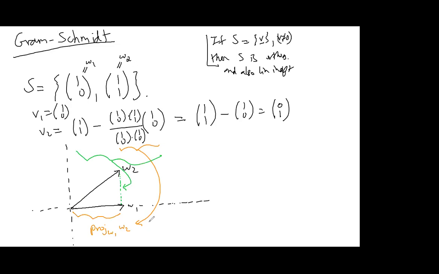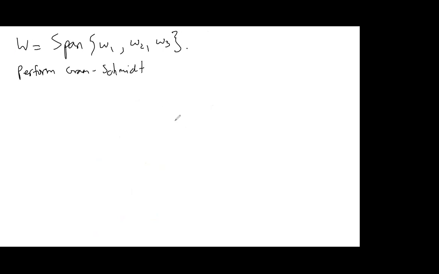So it's a little confusing at first, but let's do a bigger example. I'm going to erase all this. Let's say W is the span of W1, W2, W3. All right, we have 3 vectors, and they're not orthogonal. We're going to do Gram-Schmidt on them. Let's perform Gram-Schmidt. Let's keep it a little more general, and then we'll put in numbers.